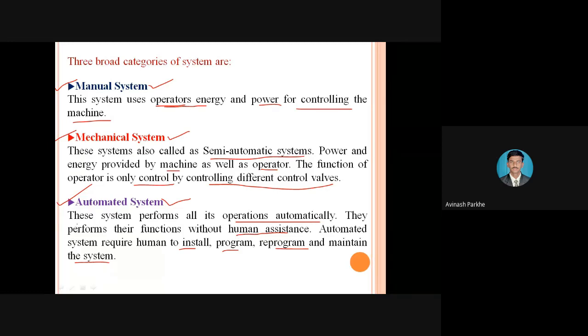But in all three types, at least some amount of human interaction is required. In the first two types, 100% is required, but in the third type also, maybe 5 to 10% human interaction is required. Therefore, these are the basic three types of the man-machine system.